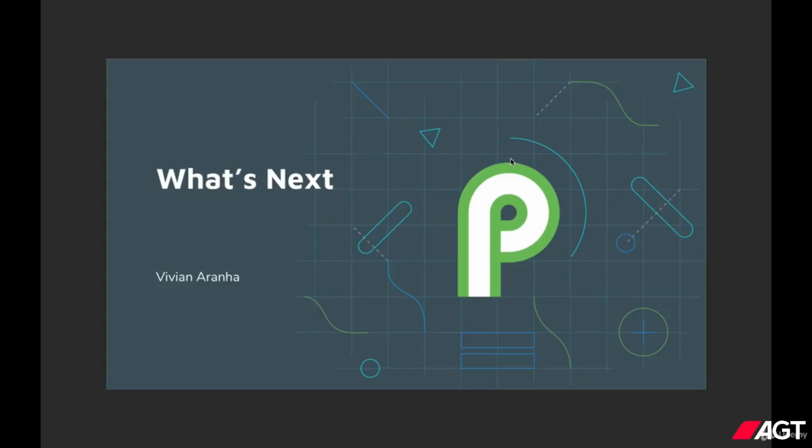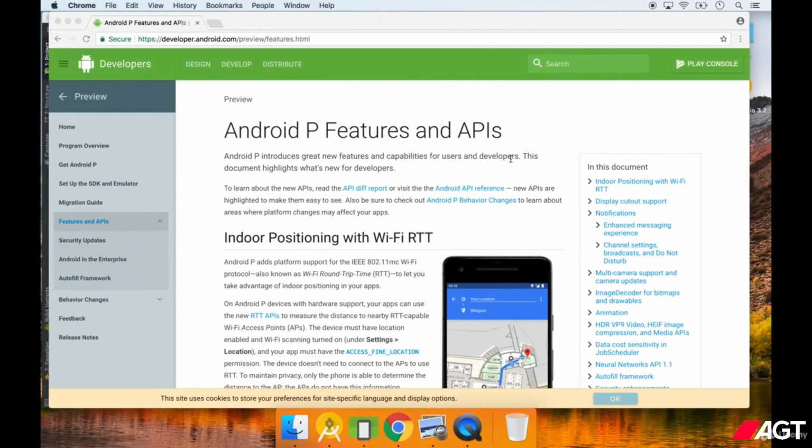So what's next? Where can we go from here? So first of all, congratulations on completing this course. Next thing that I would recommend is keep an eye open on Android P features and APIs that they come up with. I'll also try to update my videos here with the new features that come up, but keep an eye out on this.